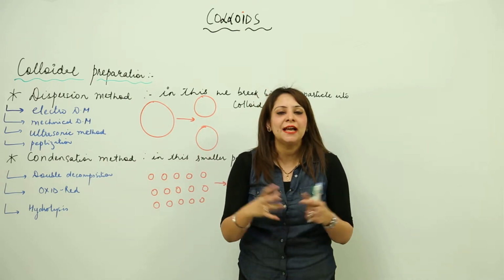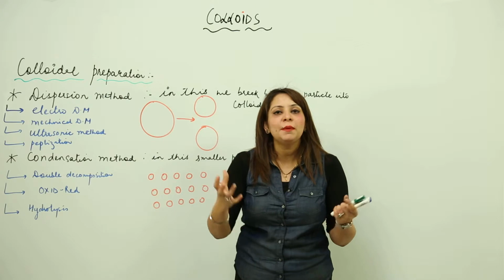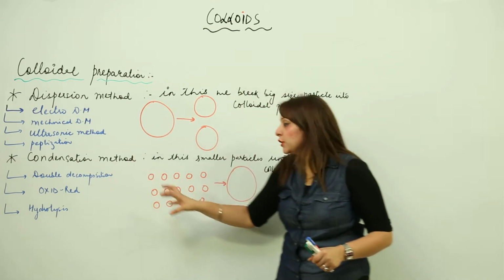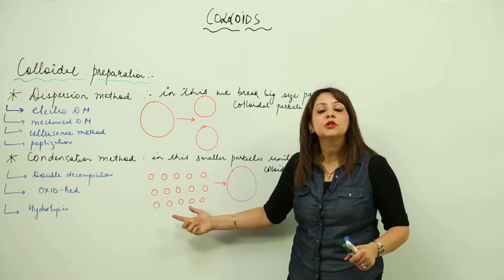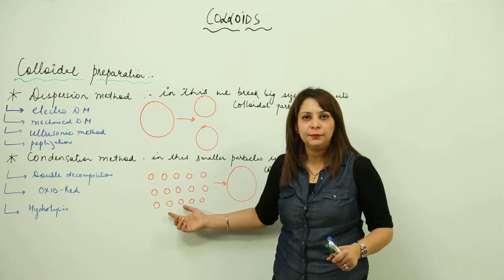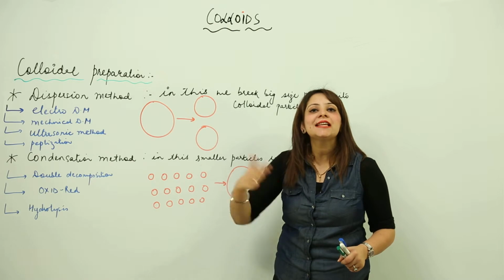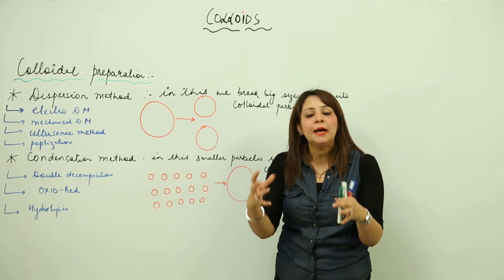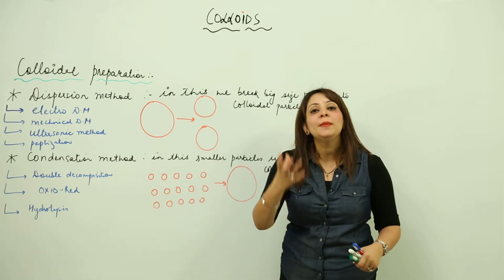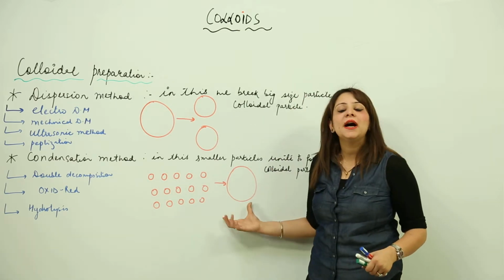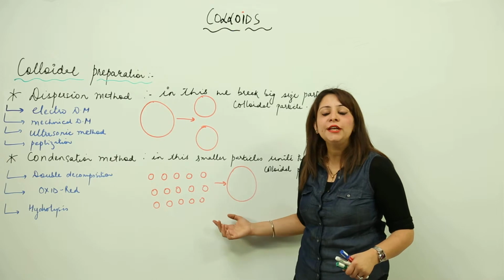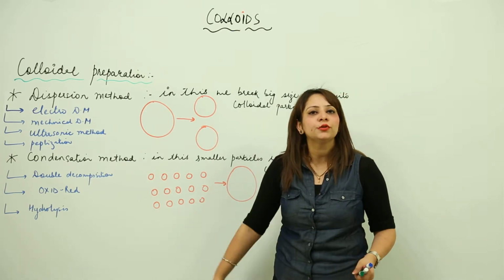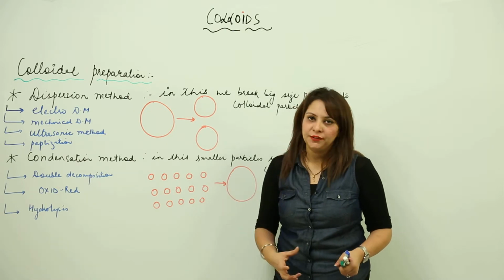Condensation means, as the name suggests, that the particles are going to fuse, right? The condensation method is one in which smaller particles, which do not lie in the range of colloidal particles, that means their size is less than 1 nanometer, aggregate and club with each other to form a single particle, and this particle will lie in the range of colloidal particles. And what is that range? That is 1 nanometer to 1000 nanometer in diameter, right?